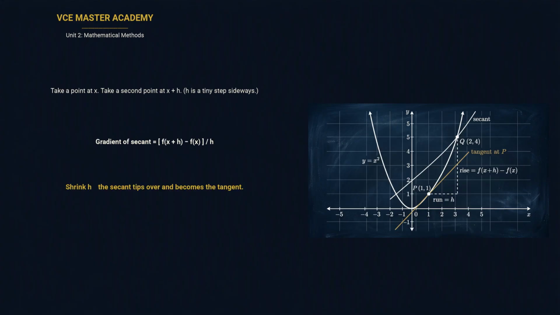And here's the beautiful bit. Shrink h. Make that step tiny. The second point slides back towards the first one, and the secant slowly tips over until it lies right on top of the tangent. That's the trick behind everything we do today.